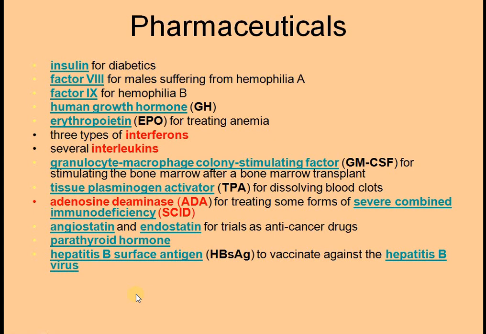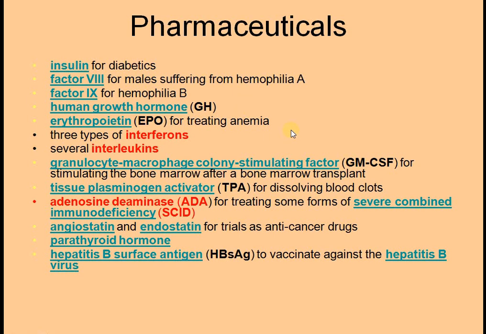Welcome back. So what is the use of recombinant DNA technology in pharmaceuticals? So it is used for production of insulin, which is useful for treating diabetic patients. So factor 8 for the patients suffering from hemophilia. Then also factor 9 is used for treating the patients of hemophilia B. Then you can produce growth hormones using recombinant DNA technology, which have wide application, like in case of dwarfism.